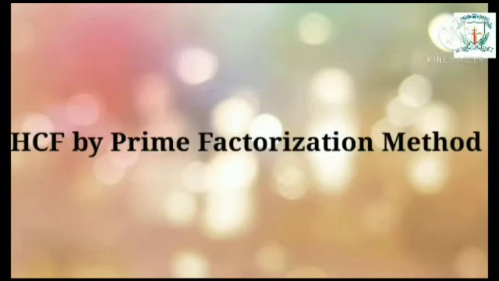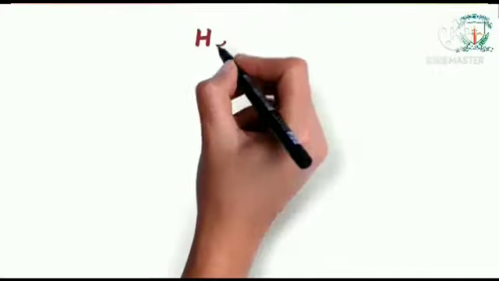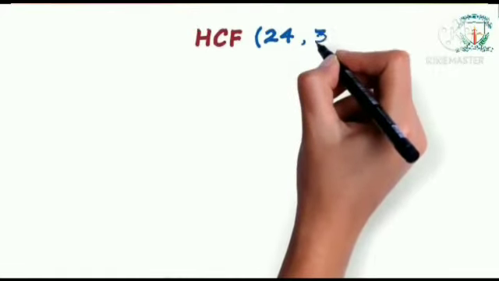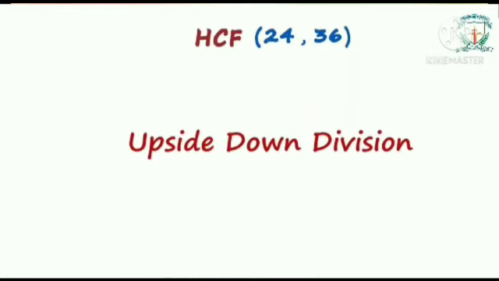HCF by prime factorization method. Example: let us find HCF of 24 and 36. Here, we have to reduce the given two numbers to its prime factors. And we can do it by upside down division.